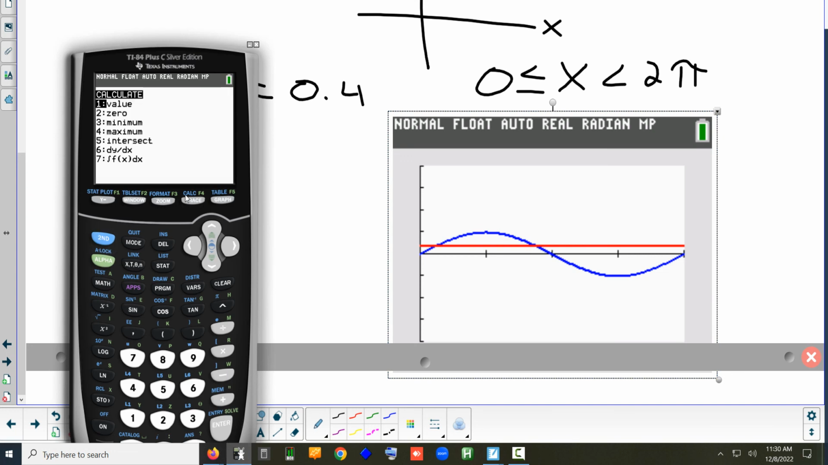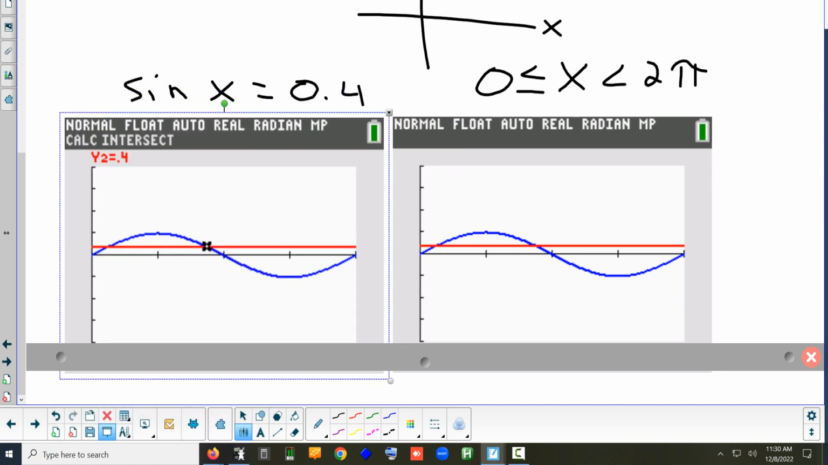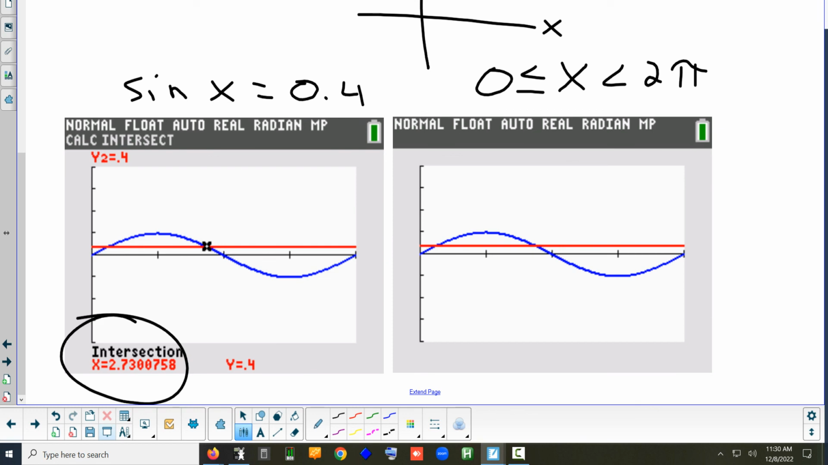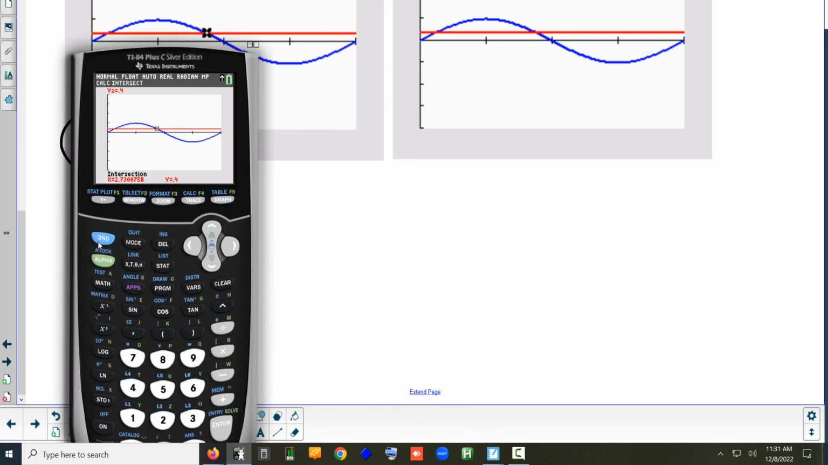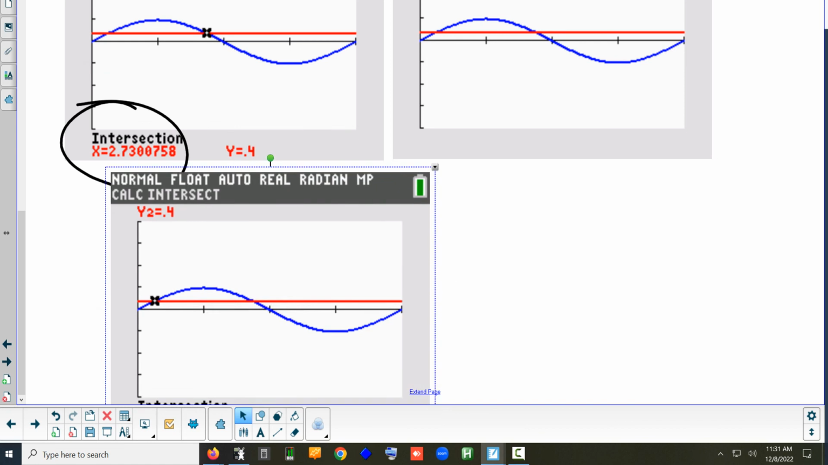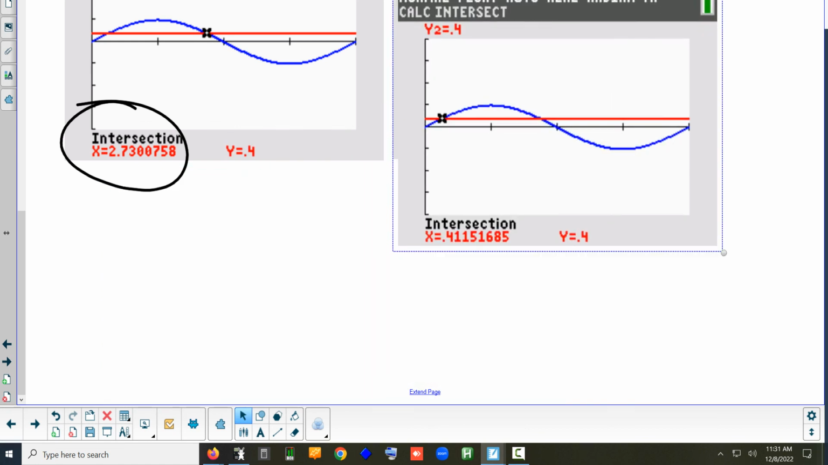So second, calc, intersect. We just hit enter 3 times. It'll give us one of them. All right, so there's 1. 2.73. And what is that? 2.73 what? Radians. So we just solved for an angle. And the other one is second calc intersect. Just move it a little closer. And there's your second one. 0.412.